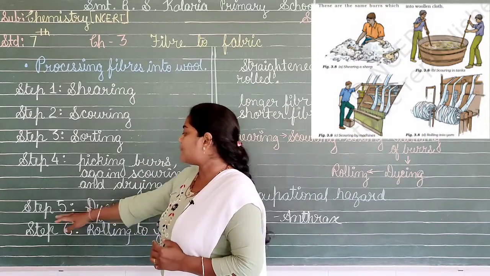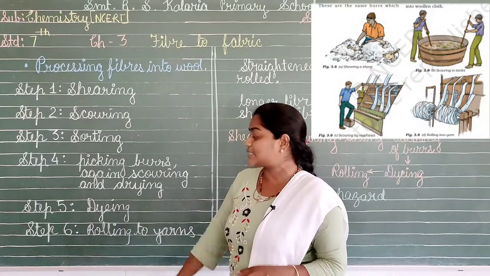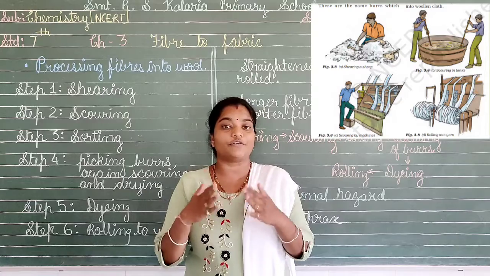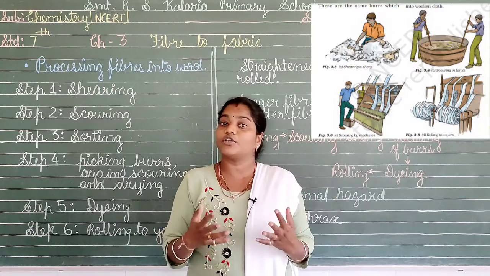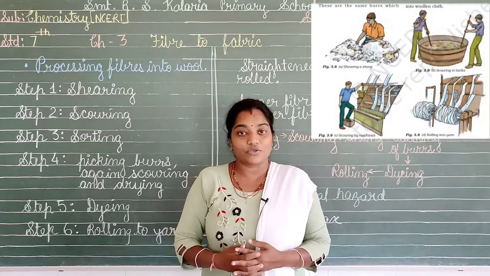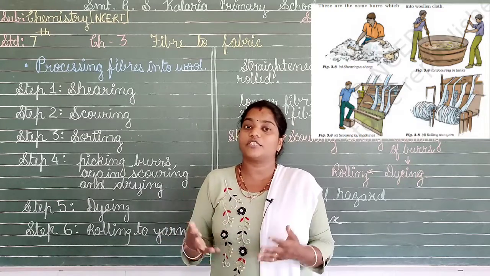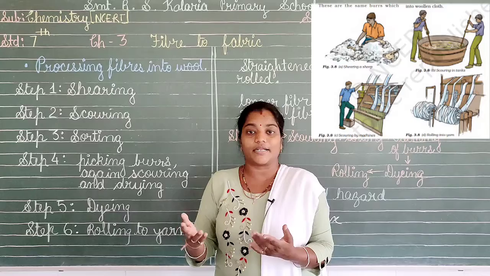Now the next step is step number 5, the dyeing. It means we can now color this wool into different colors, whatever we want to have in the market. We know that the sheep give us white colored wool, while the goats have black colored and white colored hair.